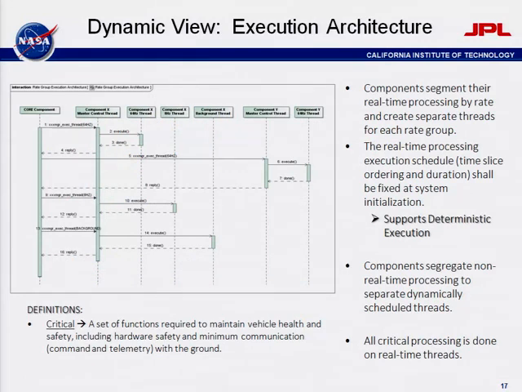Once that finishes, then you start your typical execution. And this is where we get into our rate group execution architecture. Components segment their real-time processing by rate and create separate threads for each rate group. So you see that here. You see the master control thread and then a thread for each rate at which, this is just an example. This just says 64 hertz, 8 hertz, background processing. It really depends on your system. But you have a thread for each rate group.